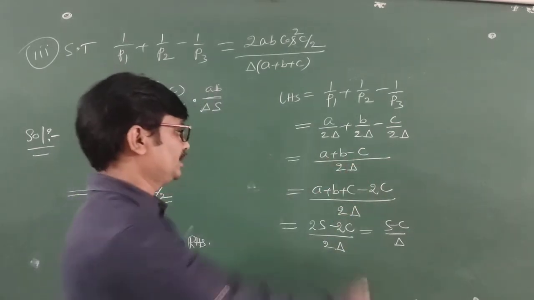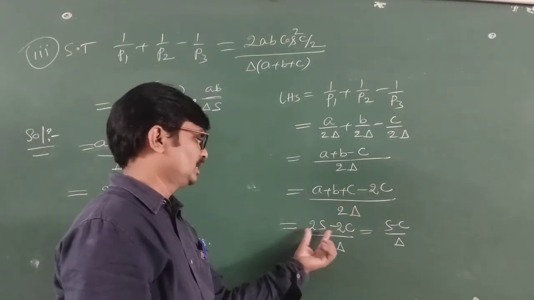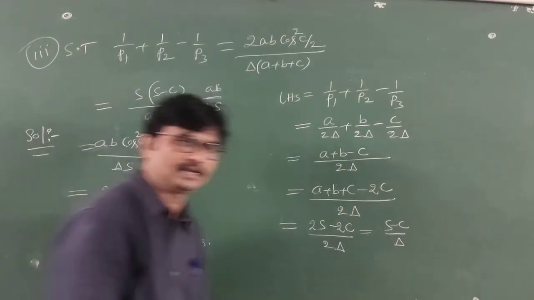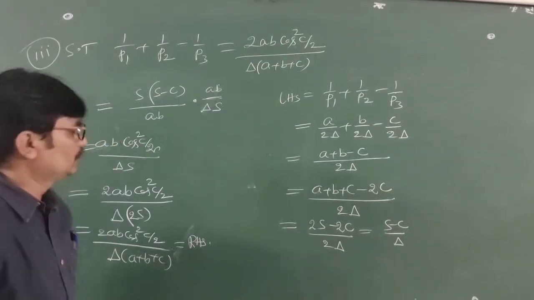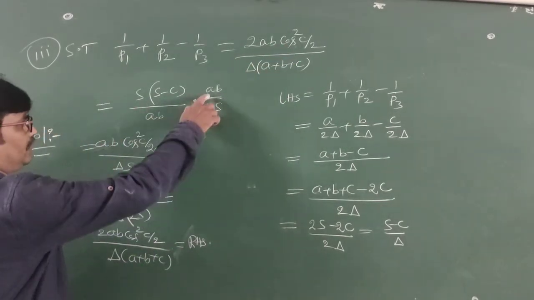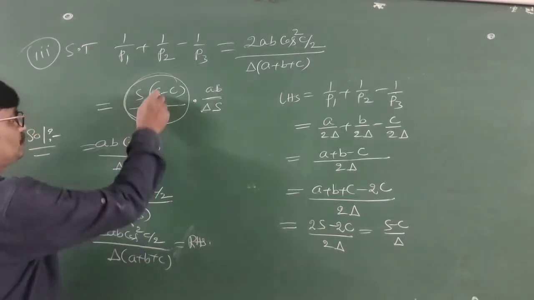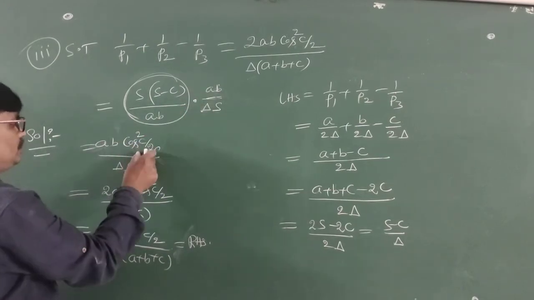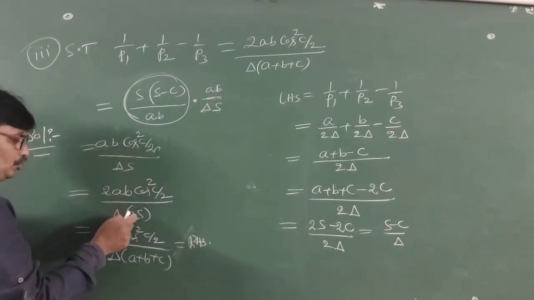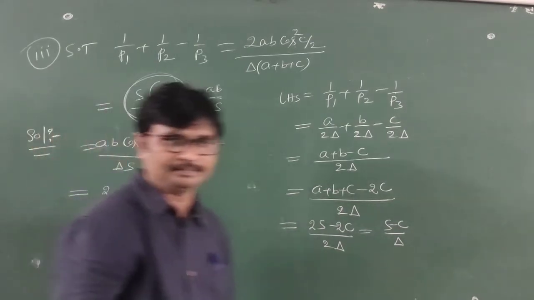Now we are taking plus c minus c. C minus 2c minus c. This is 2s, 2 cancel, s minus c by delta. So you can observe 2ab cos square c by 2 is there. So we are taking into s by s and into ab by ab. This is the formula of the students, cos square c by 2, half angle formula. So ab cos square c by 2. In the next step we are taking into 2 by 2. 2s is nothing but a plus b plus c.